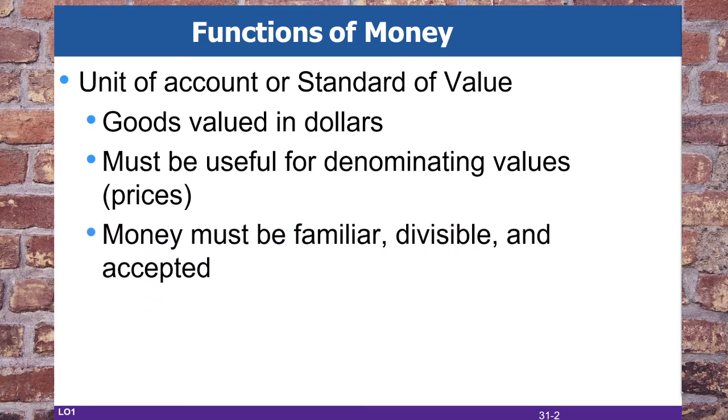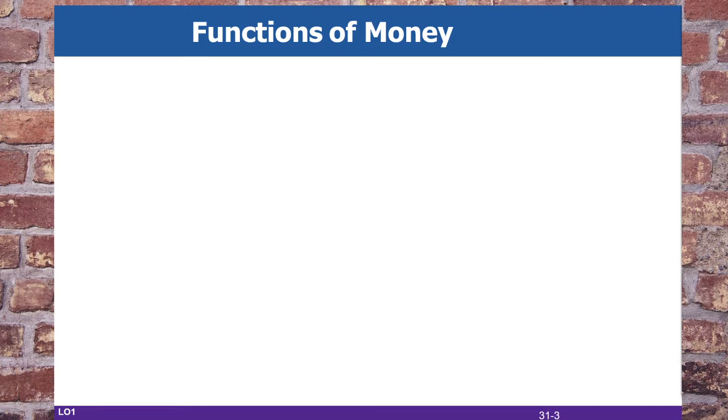And then money must be familiar, divisible, and accepted. You must be able to buy something for $6, use a $10 bill, and get $4 change. That should all be easy to do.